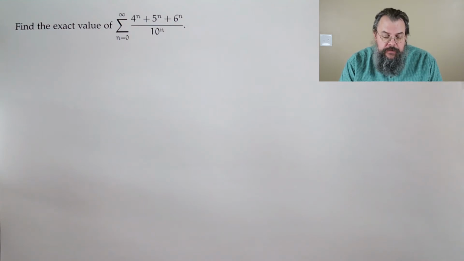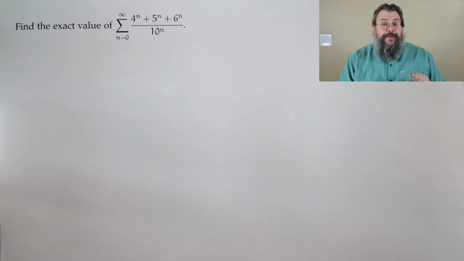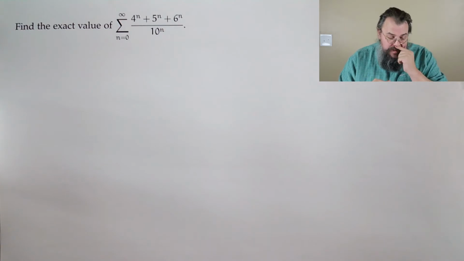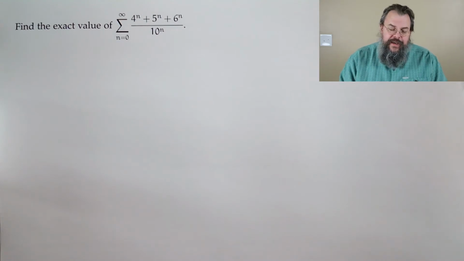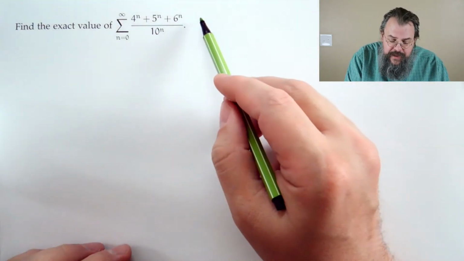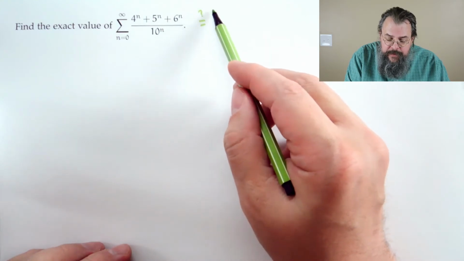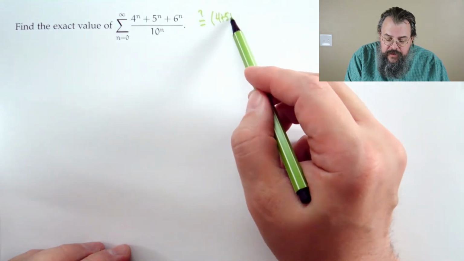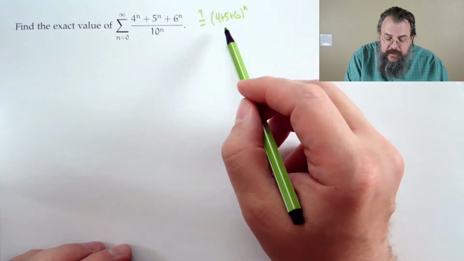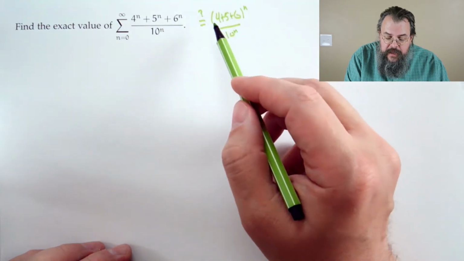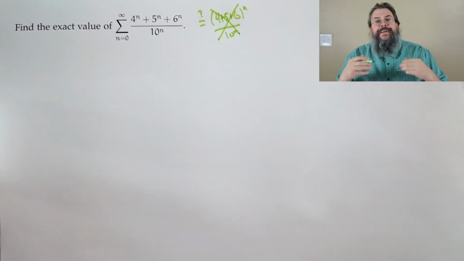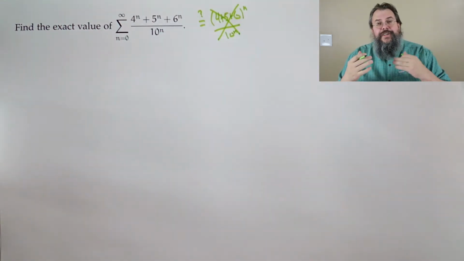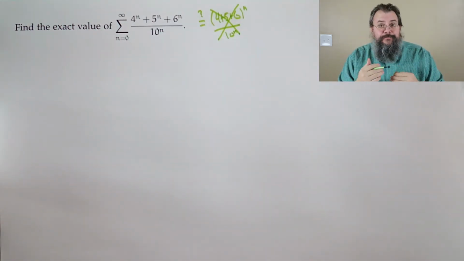Well, what we have to do is be a little bit careful here. What do I mean? Well, you might be tempted to say, oh, hey, 4 to the n plus 5 to the n plus 6 to the n, isn't that just the same as (4 plus 5 plus 6) to the n over 10 to the n? And the answer is no, that's not how it works. Exponents and addition don't really mix well.